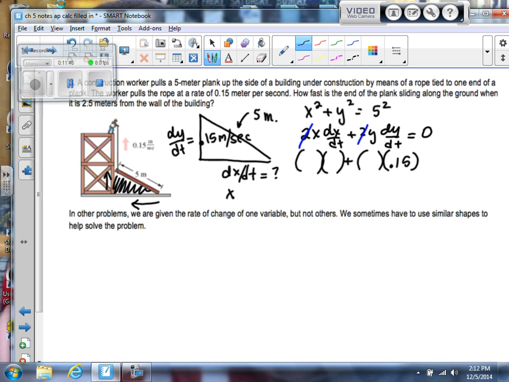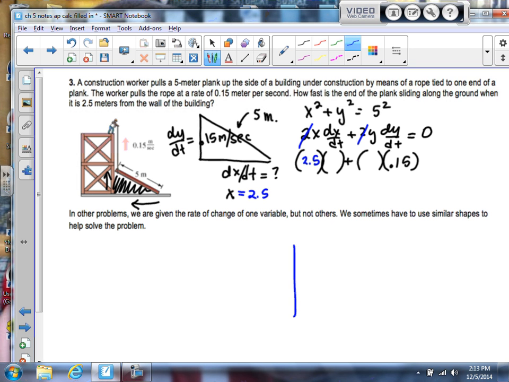Okay, so it says when it's 2.5 meters from the building. So the x is actually 2.5 at that point in time. So we have 2.5, and then we still need to find y. So do you guys see, all we have is a right triangle, and we just solve it using the Pythagorean theorem. So you're going to do 5 squared minus 2.5 squared, and then take the square root.